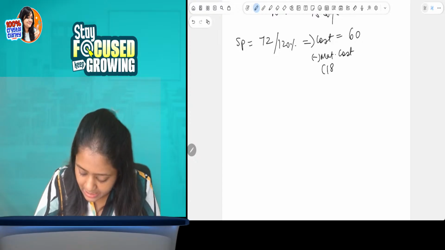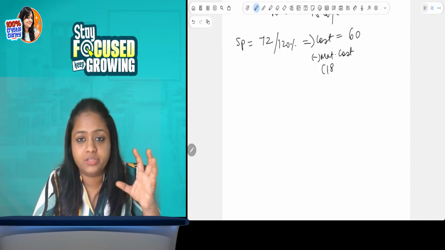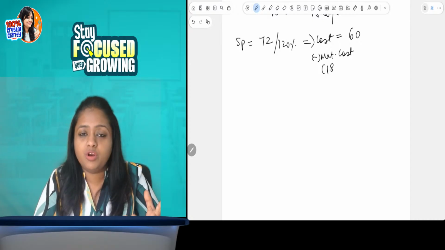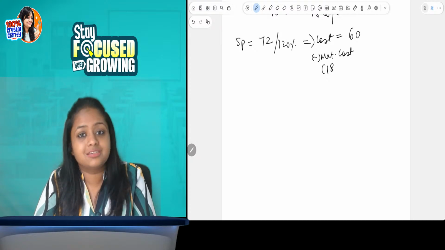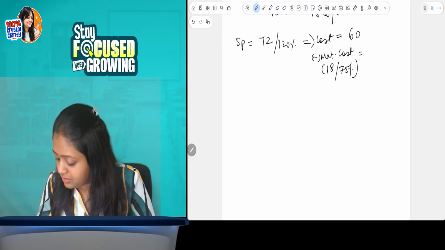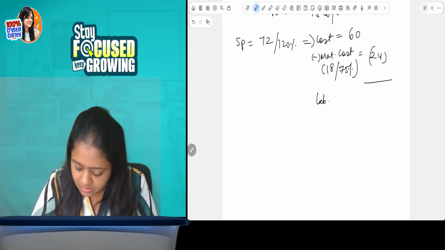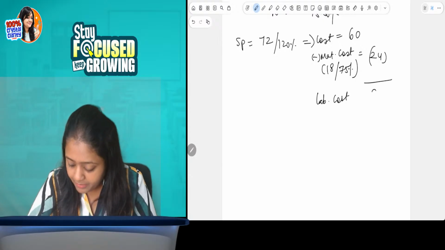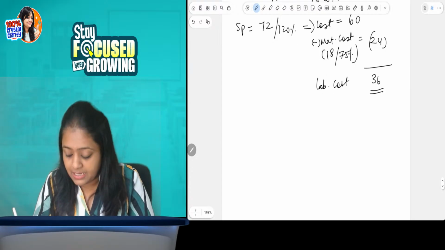Material cost is 18, which is the figure after the losses have been considered. I want the cost before loss so that I can get the proper and correct labor cost. So you divide this by 75%, right? So here I get material cost as 18 divided by 75%, 24. So what is the labor cost? That is my balancing figure. 60 minus 24 is 36, labor cost.